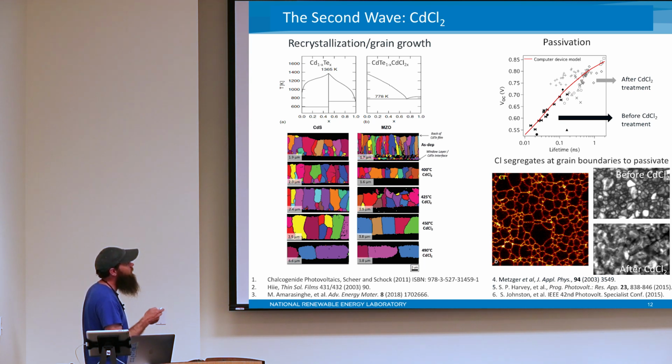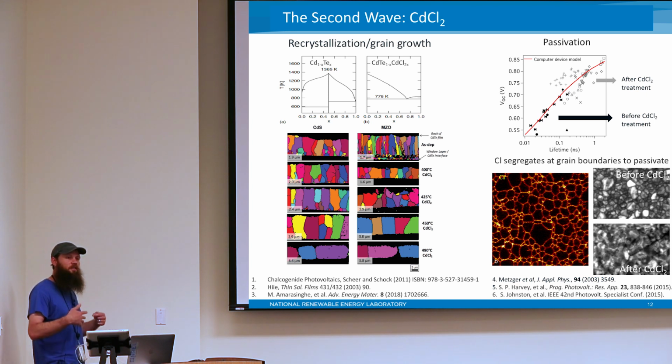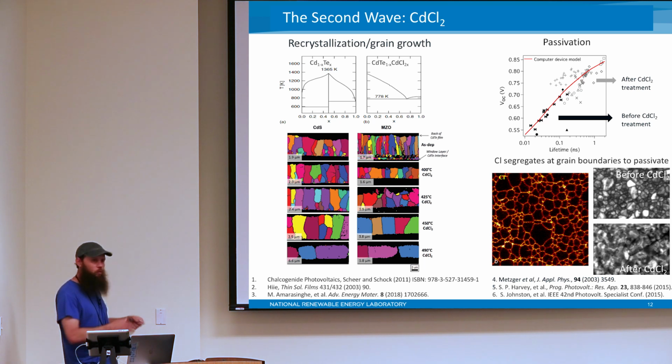These are grown on different cadmium sulfide or MZO, and then by doing that cadmium chloride treatment, you can start seeing that it grows as you increase the temperature. So this is a way of kind of getting around it. It's not that we made a single crystal afterwards, but we repaired a lot of the defects.